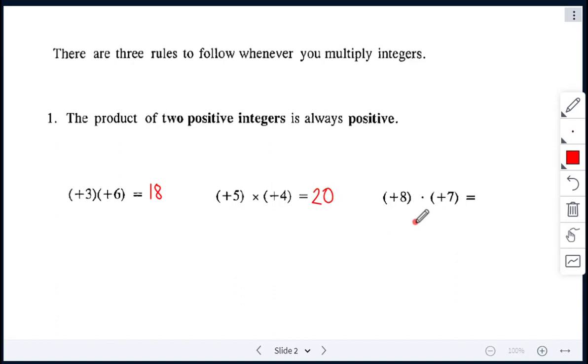The next type of multiplication is when we have that dot in between. That little dot there also means it's multiplication. So we have positive 8 times positive 7, which gives me positive 56. And I'm just going to write it as 56.